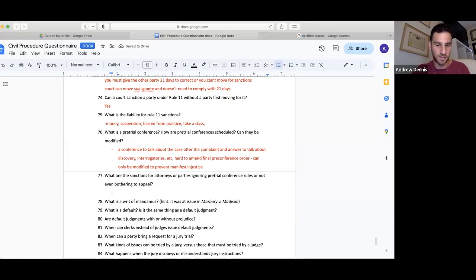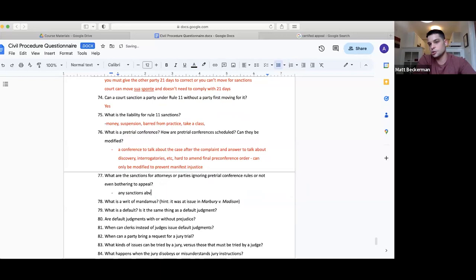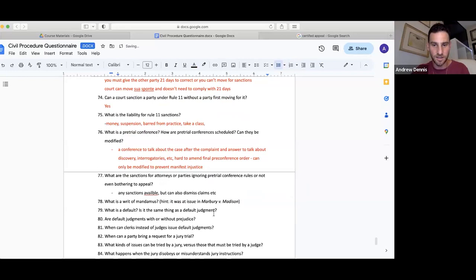Any sanctions, right? Yeah, anything that we mentioned, but also the court might just rule in favor of one party or dismiss certain claims or defenses. It can also dismiss claims, et cetera. It's not just on the person, but it's also on the case. We talked about that earlier. Rule 11 is on the person, but discovery sanctions can be about the case too.